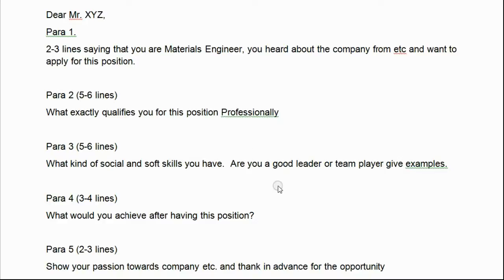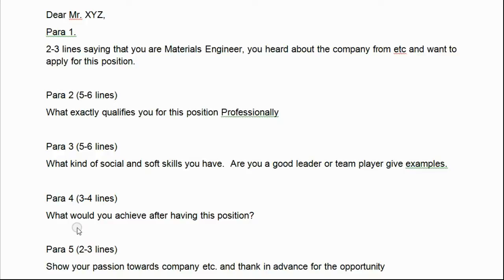And again, please avoid general statements. Say that I have supervised students, I have worked in a group in this particular project, or I have taken this soft skill course that allows me to perform on the social or the managerial aspects of the job in an excellent manner. Okay, and then comes 3 to 4 lines on what you will personally achieve if you are given this position.